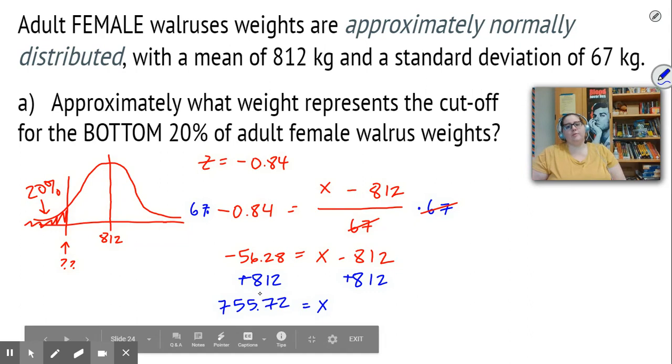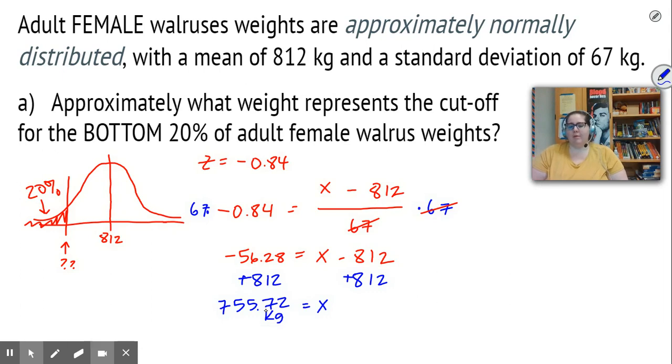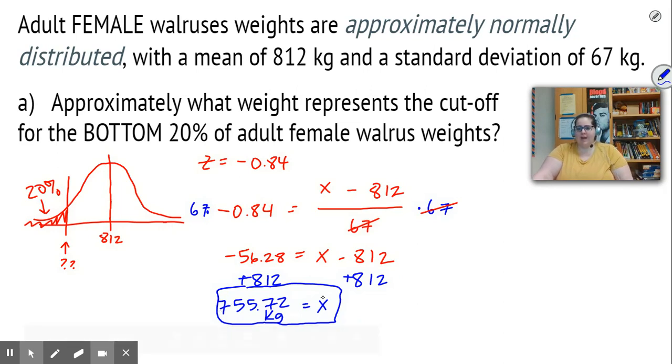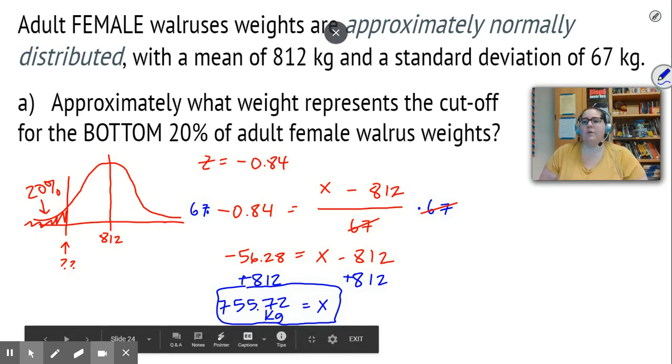Remember, on these types of problems, we're dealing with a weight, so you need to put a unit on it. On this type of problem where you're working backwards, you need to put a unit on your answer. So that means that about 20% of walruses weigh 755.72 kilograms or less. So that is how we do backwards.